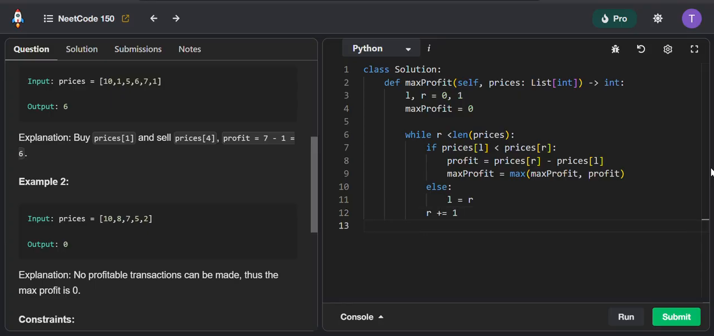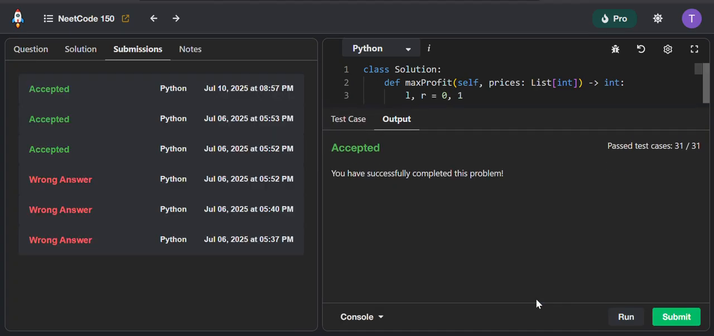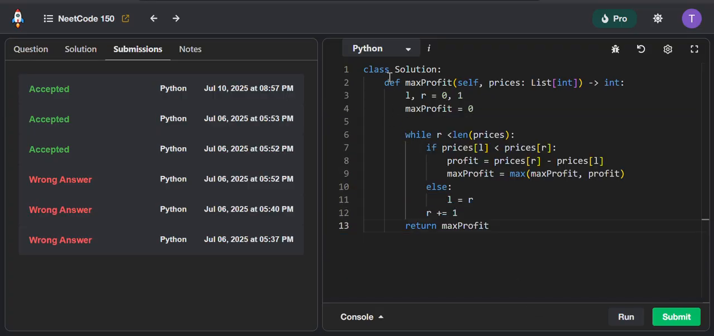This is going to loop through every opportunity of making money in the array, and at the end we're going to return the maximum profit, just like this. So this is how we solve best time to buy and sell stock. We're going to run the problem, and it worked. Great. I hope you learned from this video, and I hope to see you in the next one.